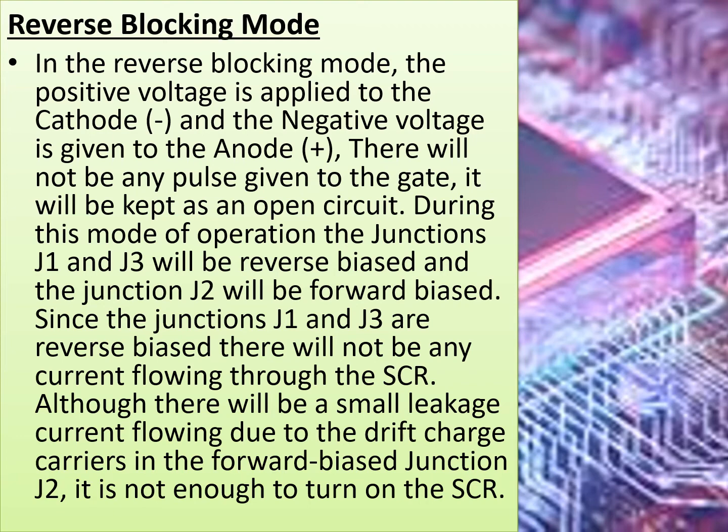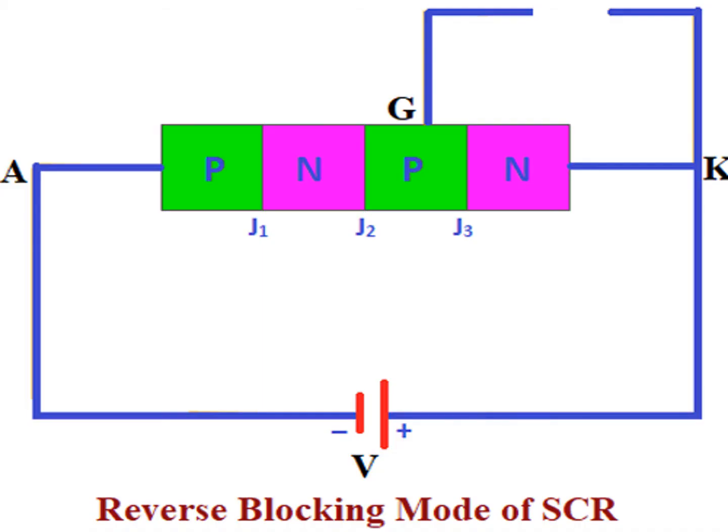During this mode, the junctions J1 and J3 will be reverse biased and the junction J2 will be forward biased. Since the junctions J1 and J3 are reverse biased, there will not be any current flowing through the SCR. Although there will be a small leakage current flowing due to the drift charge carriers in the forward biased junction J2, it is not enough to turn on the SCR. These are the diagrams of the reverse blocking mode of SCR.